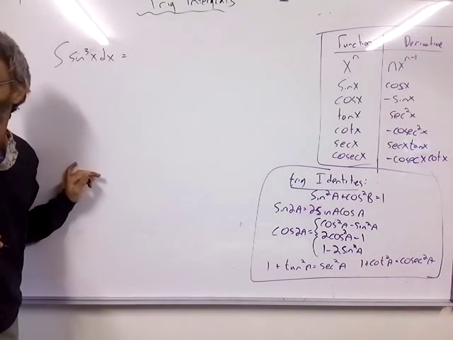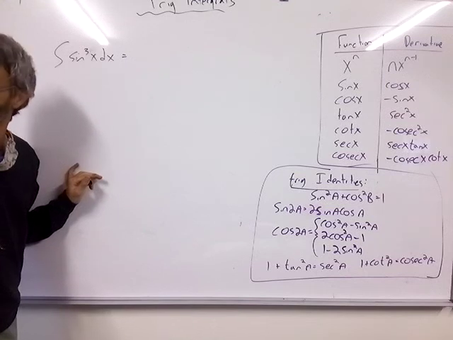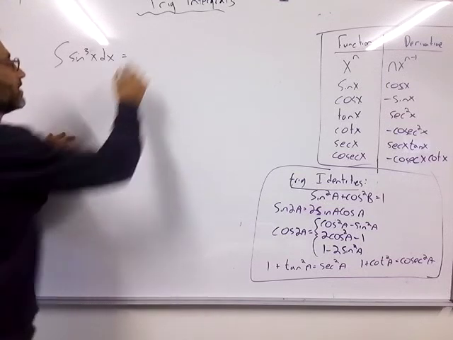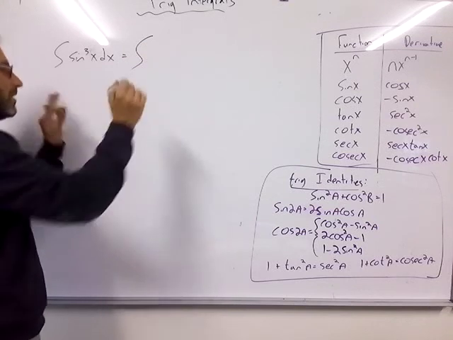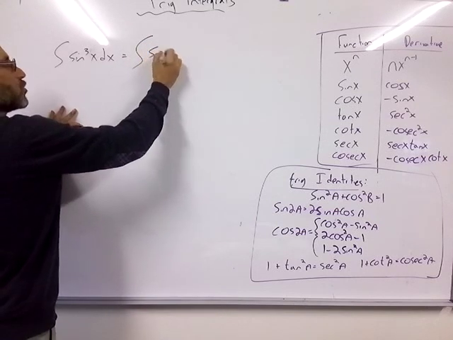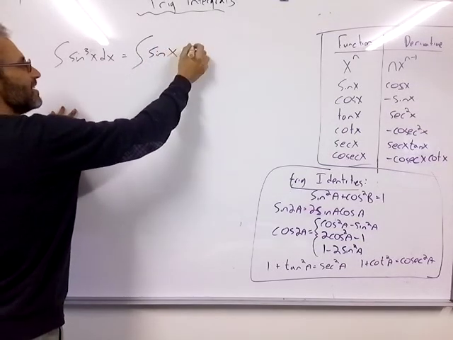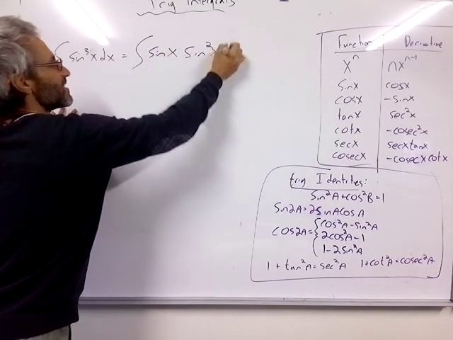I can't really. Sine 3x times sine, so sine x squared times sine x. You started really well. So we're going to split it to sine x times sine square x.